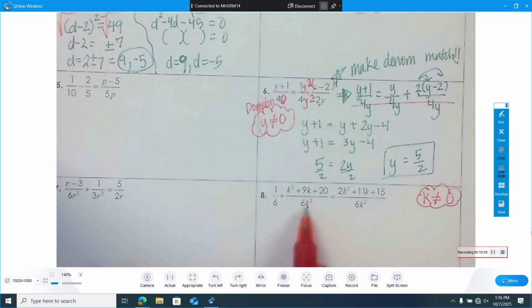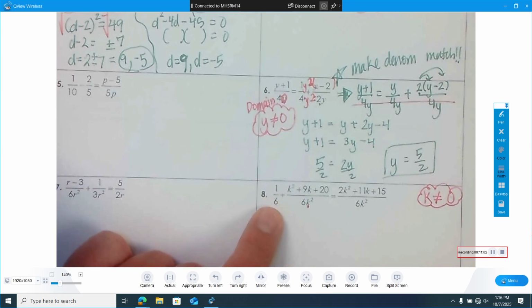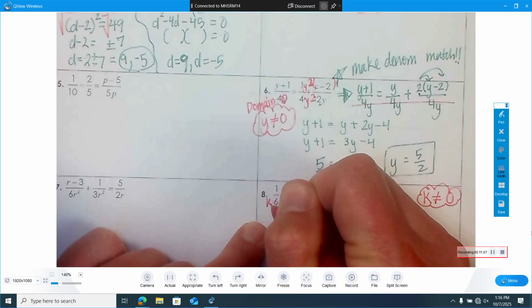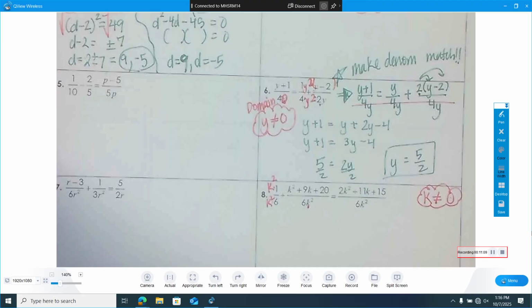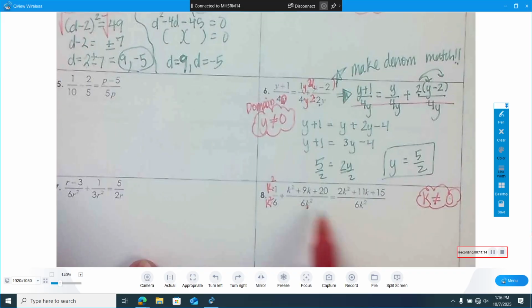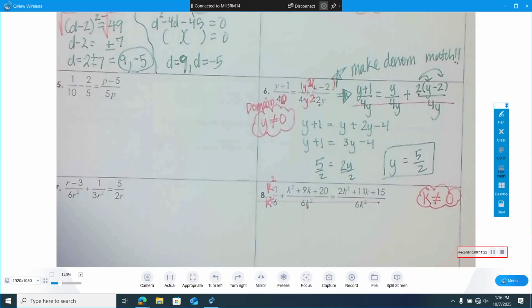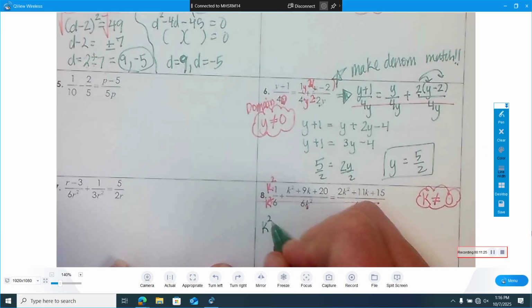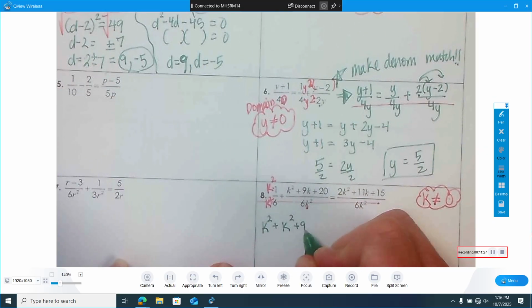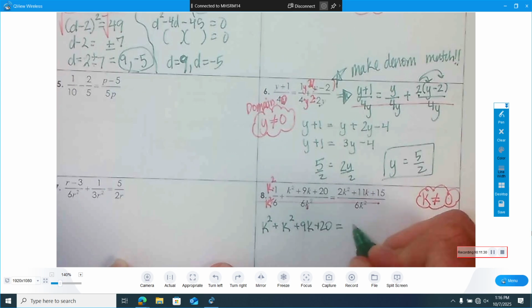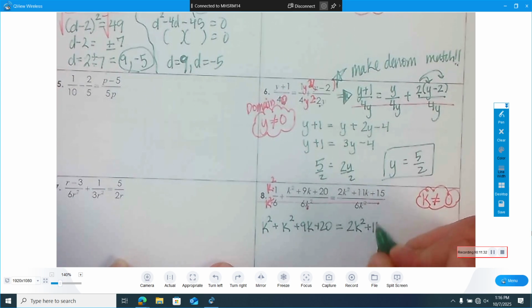Now, again, make a match. Here, my denominator's already matched. What do I need to do up front here to make a match? K squared times by k squared on top and bottom. So I can make a match. And I'm going to rewrite now. Do my denominators match now? Yeah, they're all 6k squared. So I get to ignore them once I've made them match. I can ignore them. And now I'm left with k squared plus k squared plus 9k plus 20 is equal to 2k squared plus 11k plus 15.